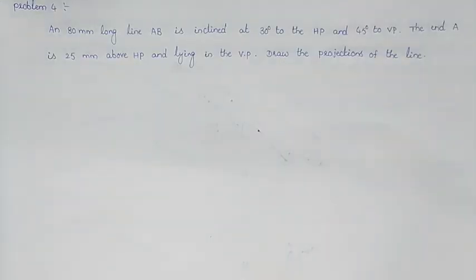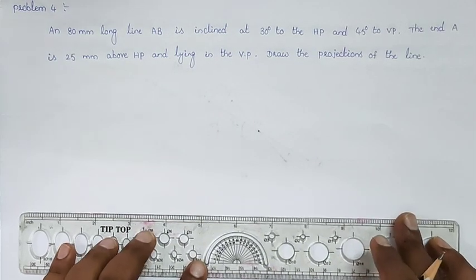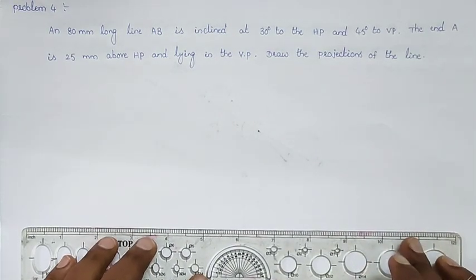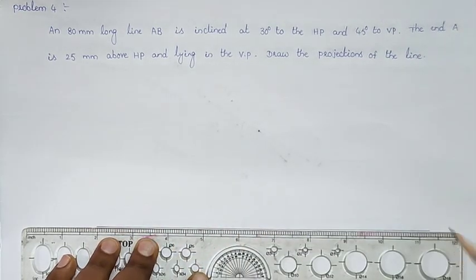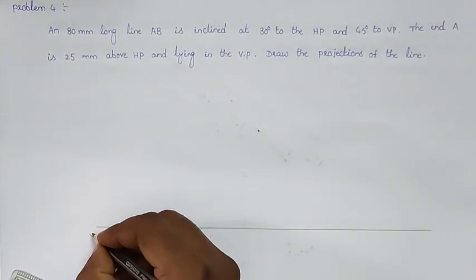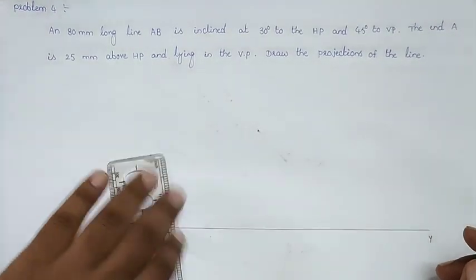An 80 mm long line AB is inclined at 30 degrees to the HP and 45 degrees to the VP. The end A is 25 mm above HP and lying in the VP. Draw the projections of the line. So in this problem also we can take the end point projection first of all. First we will draw the reference line and draw the projections of point A. After that we will go to the inclined position.